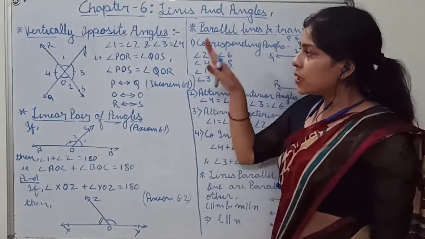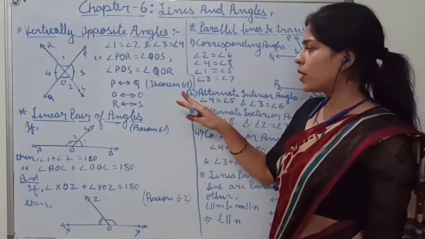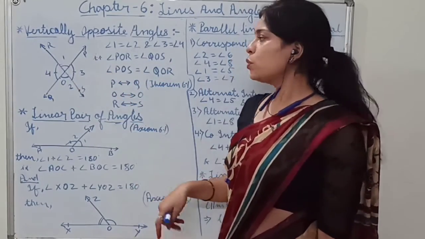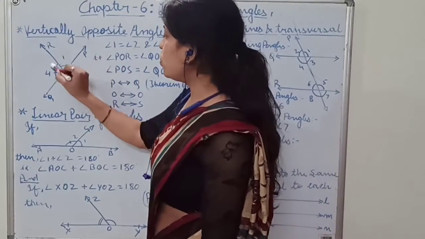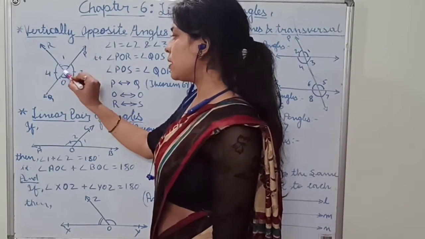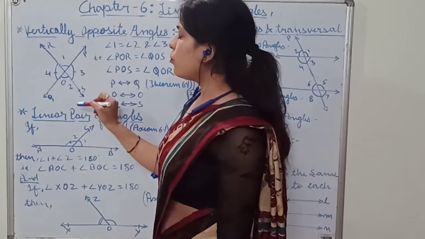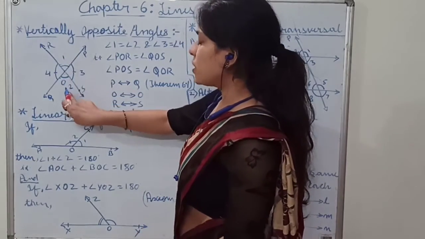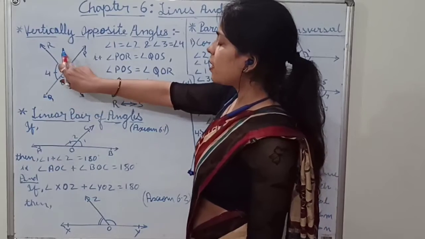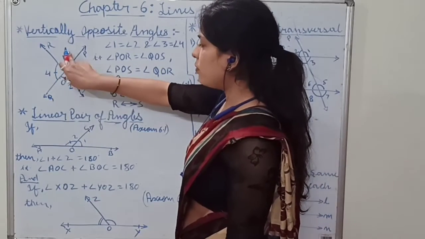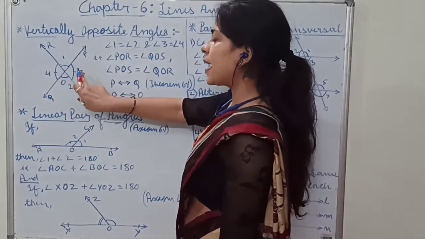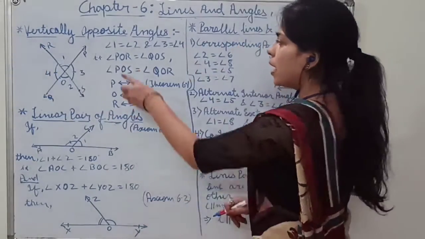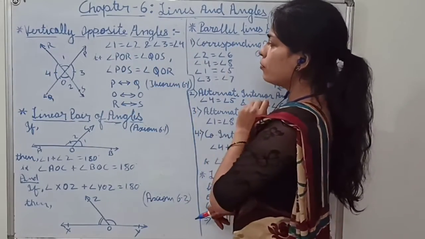According to Theorem 6.1 given in our NCERT textbook, vertically opposite angles are equal to each other. Like line PQ and RS intersect each other at point O, and the angles so formed are angle 1, angle 2, angle 3 and angle 4. So vertically opposite angles will be equal to each other. Angle 1 is opposite to angle 2, so angle 1 equals angle 2, and angle 3 is opposite to angle 4, so angle 3 equals angle 4.